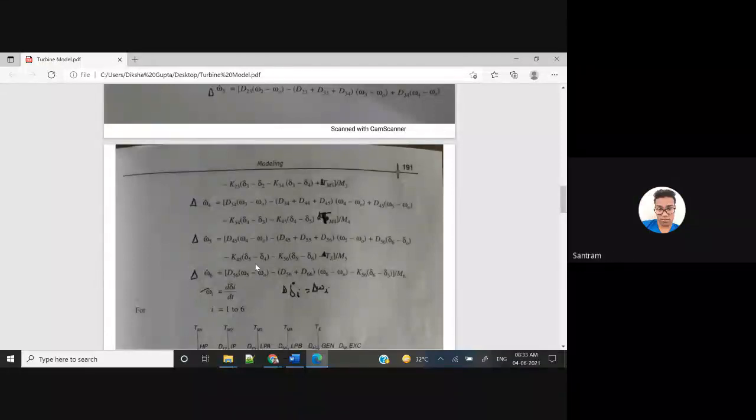Yes, sir. So just as one equation, the third, has been written, in the same way you write all 6 equations. In addition to this, some more equations are there.